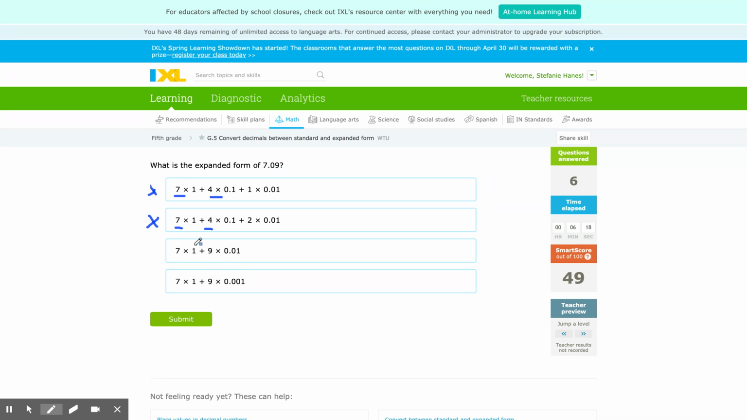So I'm looking now. They both have 7 in the 1, so that's good. My 9 is in my 100th spot. So I need to go 2 places over. So I'm going to look on this one. This one looks like it's good. It's in the 100th spot. It's 2 places over. Let's look at this one. Oh, this one is in the 1,000th spot. It's 3 spots over. That's not the one I want. I want the one in the 100th spot. So I'm going to click on that one.